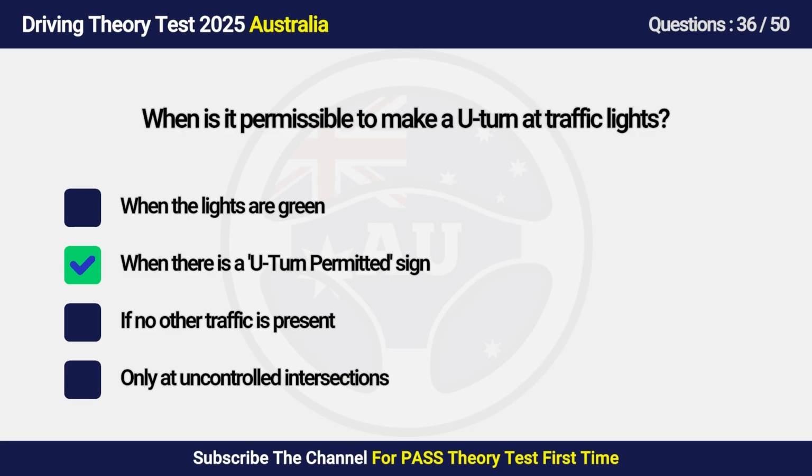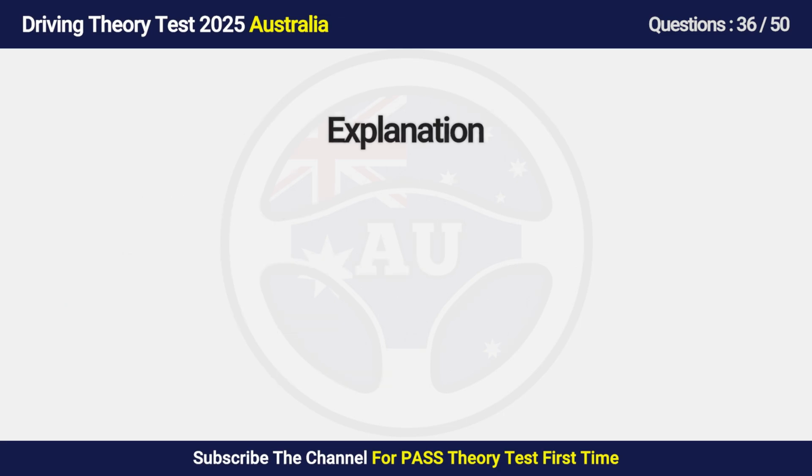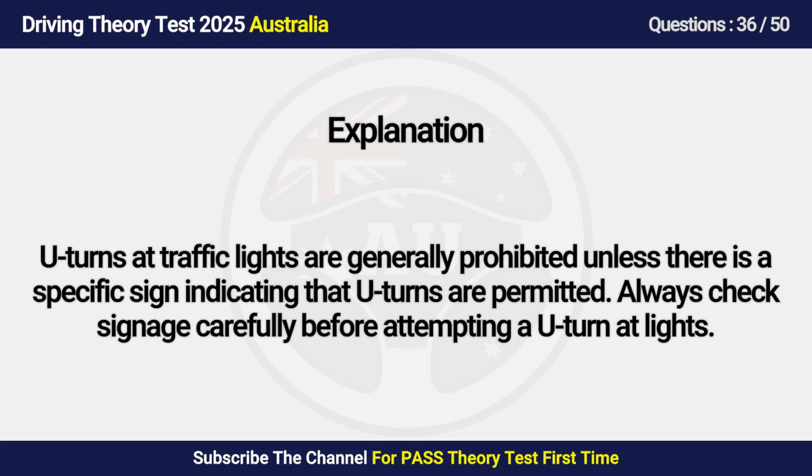Answers is B. When there is a permitted sign. U-turns at traffic lights are generally prohibited unless there is a specific sign indicating that U-turns are permitted. Always check signage carefully before attempting a U-turn at lights.